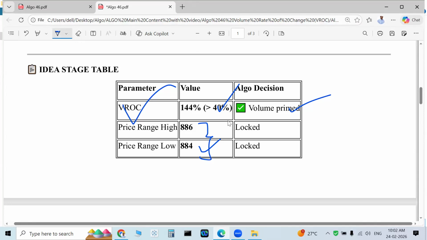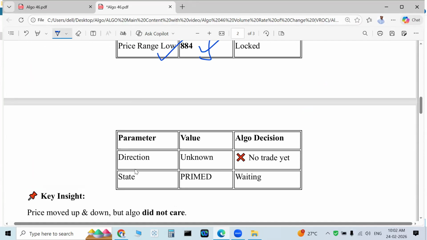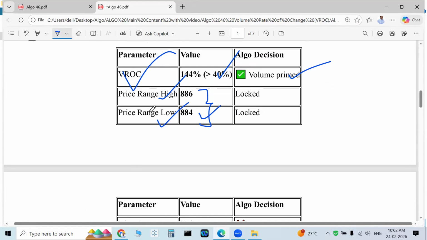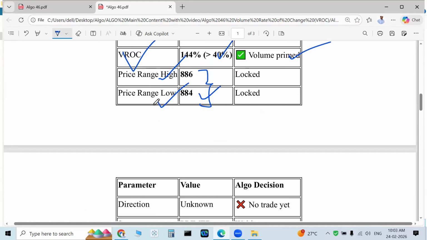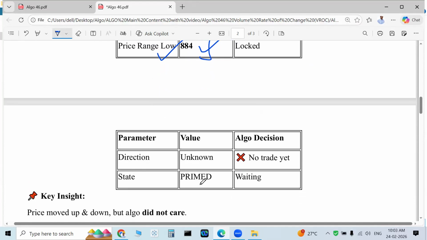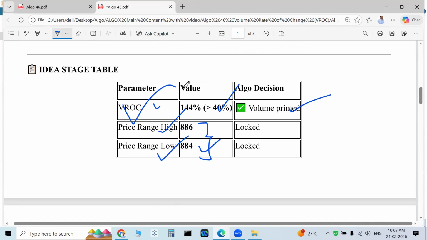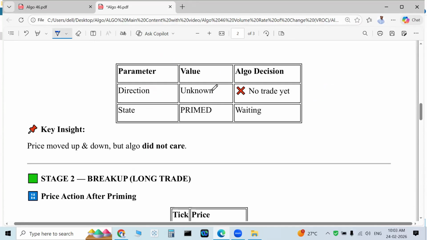As the VROC is confirmed, meaning it has a good change in the volume, now we will either wait for the price to go above 886 or the price to go below 884. So let's take the condition for the upper price range break and then the lower price range break. Until the VROC breaks above the threshold, we are not going to trade. And once the VROC threshold is broken, we are going to start with the trade.